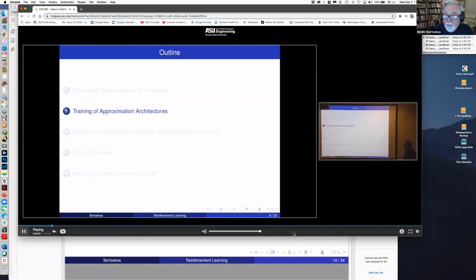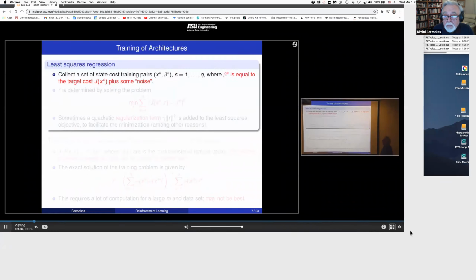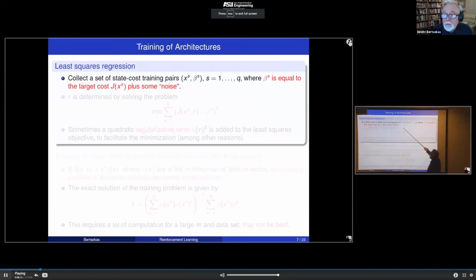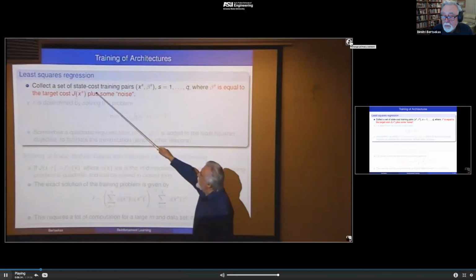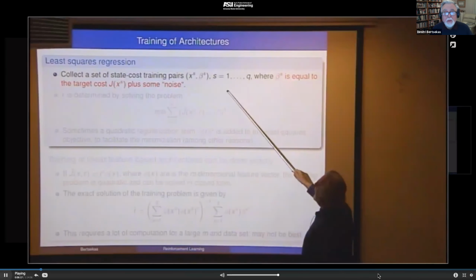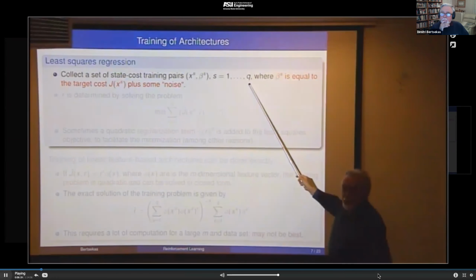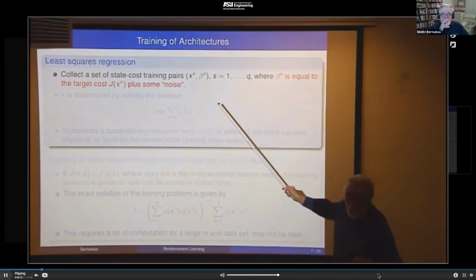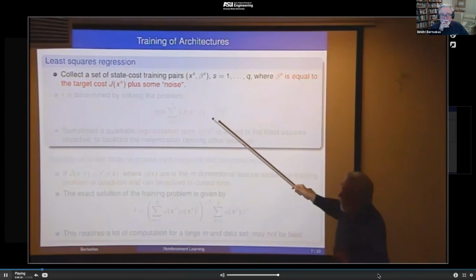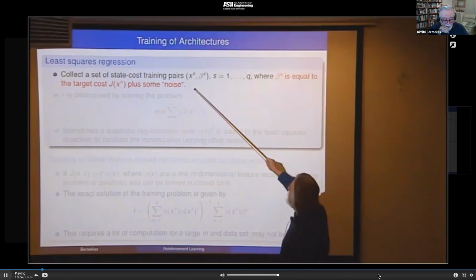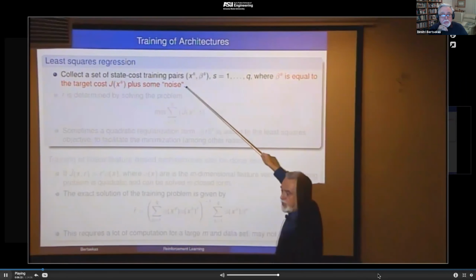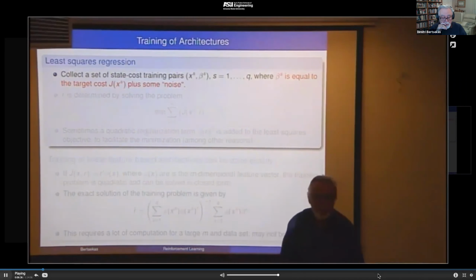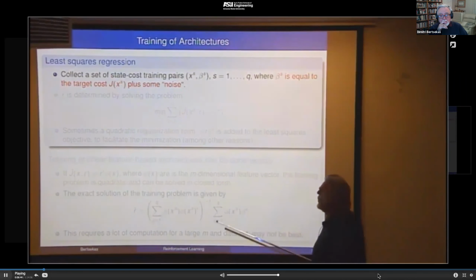Obtained from the target function with a parametric architecture. So the first step is to collect data, to collect a set of state cost training pairs, where there are Q of those. Q can be large, in the millions. It's lots of data potentially. And it involves pairs of sample states. So this is the state space, and we sample it through some method that we're not going to get into in this course.